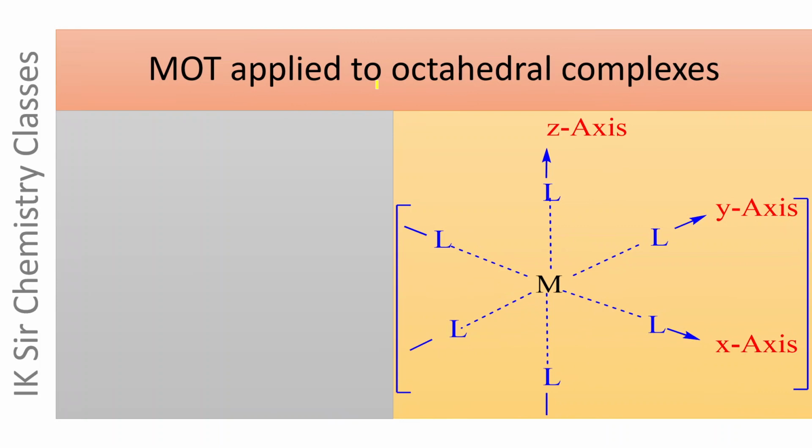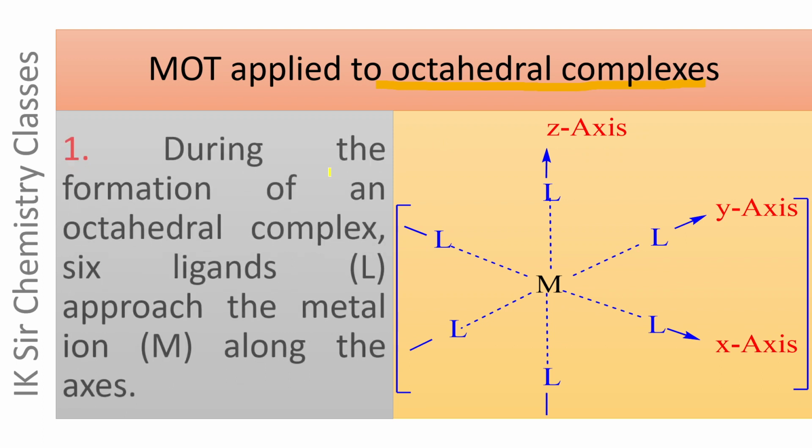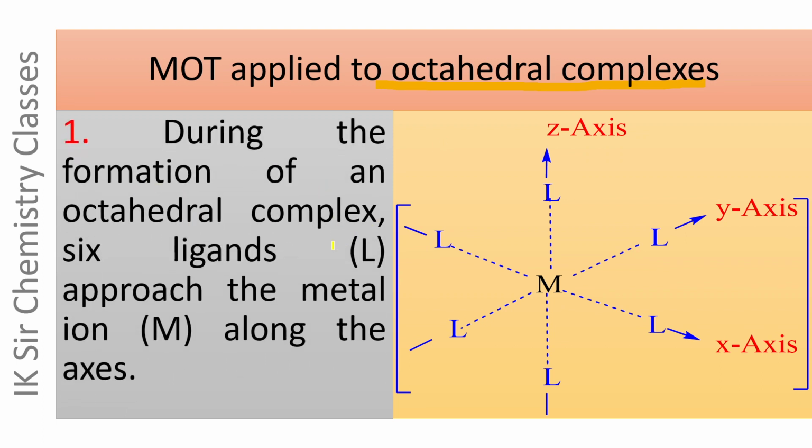MOT applied to octahedral complexes. During the formation of an octahedral complex, 6 ligands approach the central metal ion along the axis. There are 2 ligands on the x-axis, 2 ligands on the y-axis, and 2 ligands on the z-axis.